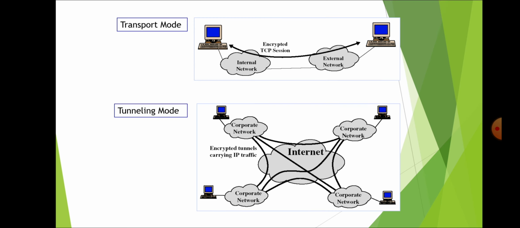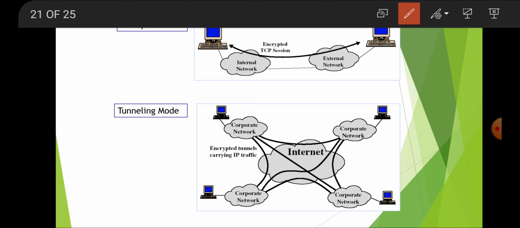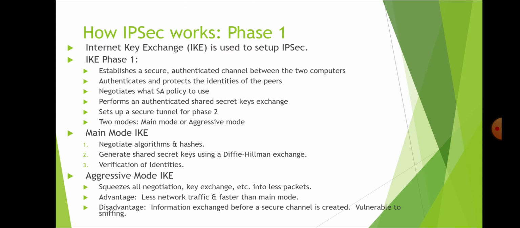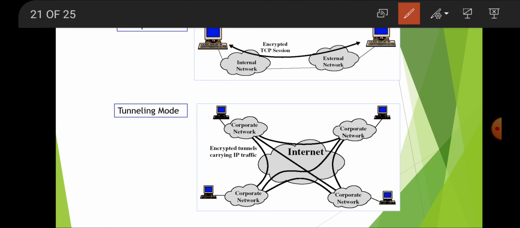Here I have shown a very clean diagram of transport mode and tunneling mode. You can see in transport mode, from A to B, I can directly send the data. So there is an encrypted TCP session, and I can directly send between internal network and external network from A to B.